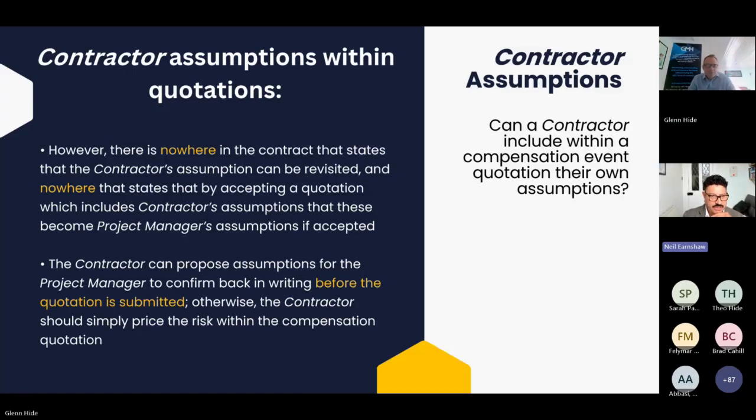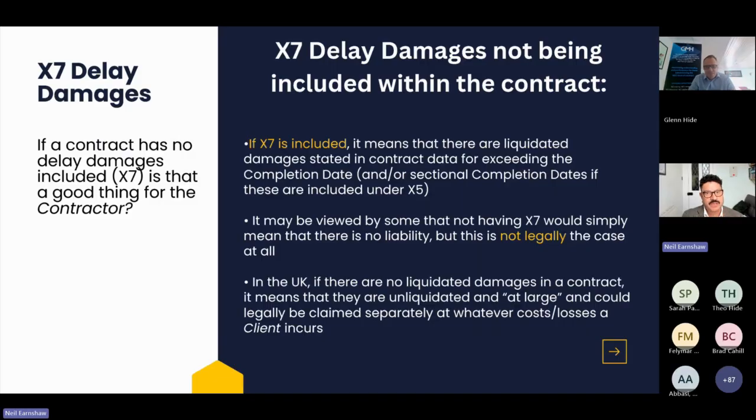My apologies, everybody. So moving on then, next issue is delay damages. What's the issue if the contract has no delay damages included under X7? Is that a good thing for the contractor? Again, people may think it is a good thing. Nobody likes damages, do they? Surely if the contract doesn't state damages, that's a good thing.